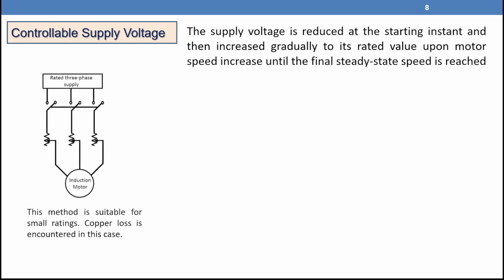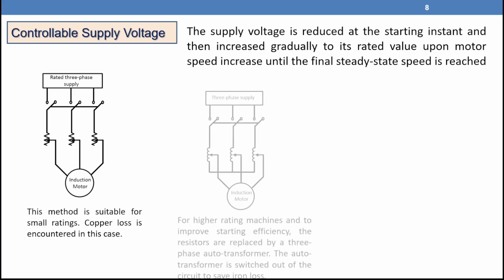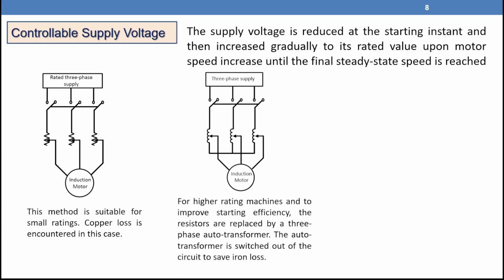Three techniques can be used here. One of them is adding a high power resistance between the motor and the rated supply voltage. It's a high resistance, and you reduce the resistance gradually so the voltage applied to the motor increases. But this method incurs copper loss, so this one can be used for small motors. Instead of using a resistance, we can use an autotransformer, and we increase the voltage across the motor terminals using this variac, for example. But we switch this one off when we reach the rated voltage to avoid iron losses.